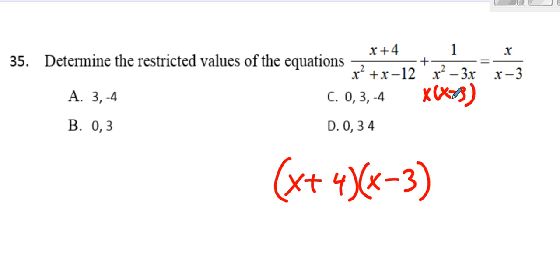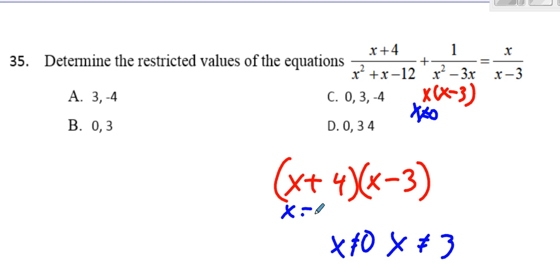So you get x minus 3, which is in all of them, tells you x cannot equal 3. That's a restricted value. X cannot equal 0. Right here, x equals 0. Not allowed to have a 0 down there. And then the other one is from the x plus 4. Can't have a negative 4. Anything that makes the denominator equal 0. So that's negative 4, 0, and 3.